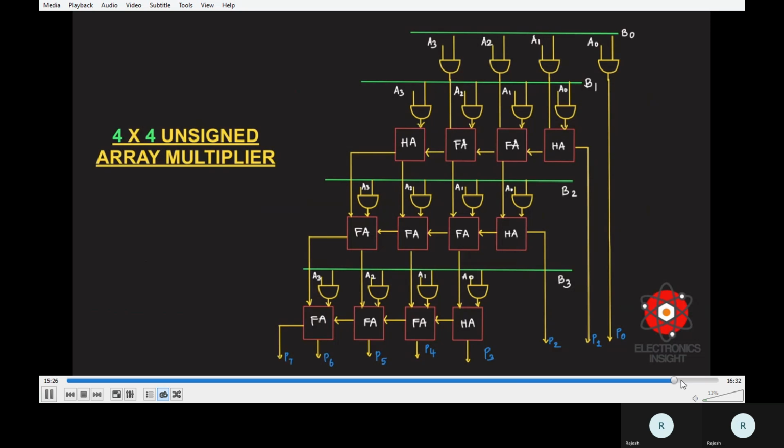So this is the same diagram, P7 to P0, a 4 by 4 unsigned array multiplier, where the green lines represent multipliers. Vertically, the AND gate's other inputs are multiplicands. Each of your adders will receive inputs as product terms, and the carry is propagated horizontally by this yellow lining. So how the carry propagates from one stage to another is shown by the yellow lining.